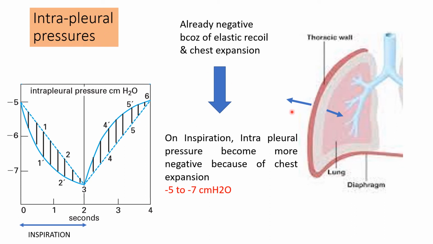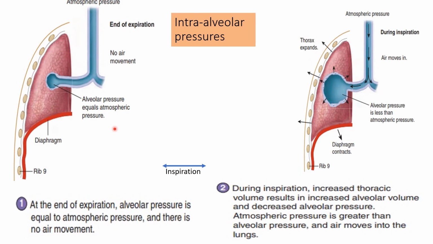On inspiration, what happens? The intrapleural pressure becomes more negative. Why? Because we expand the chest. Because of this chest expansion, the pressure changes from -5 to -7. As you can see, this whole part is inspiration. So when we inspire, the pressure changes from -5 to -7. When we expire, which is a passive process, it changes again from -7 to -5. So that is the intra-pleural pressure change.